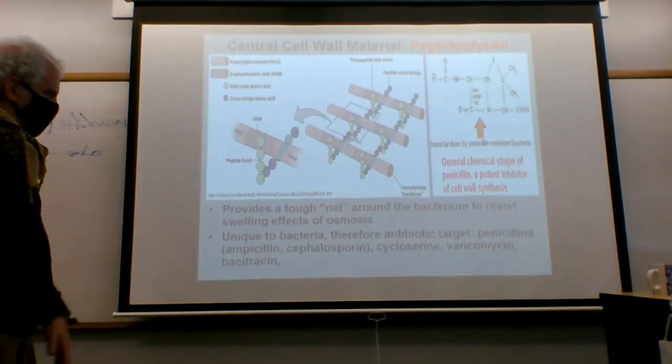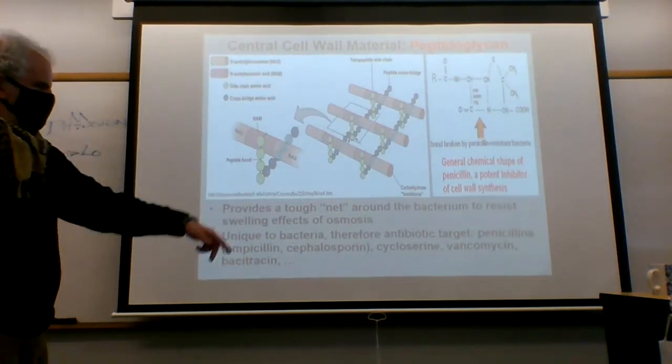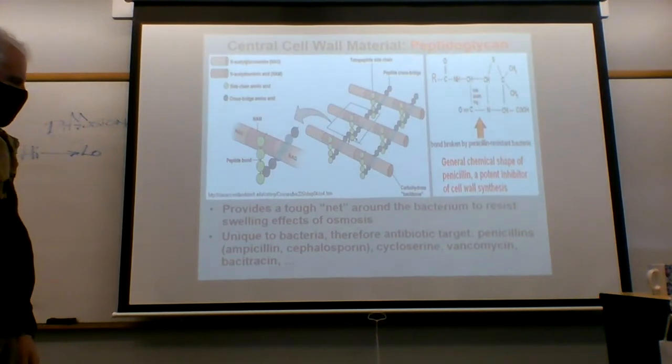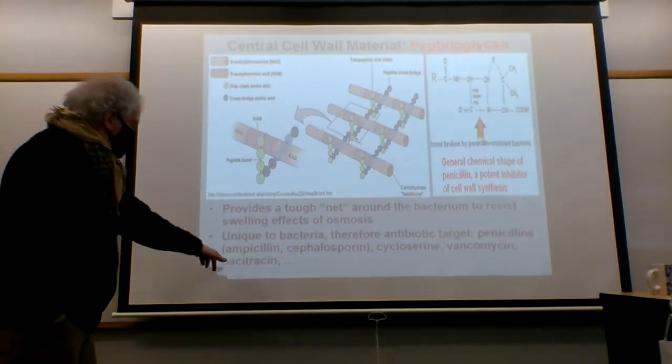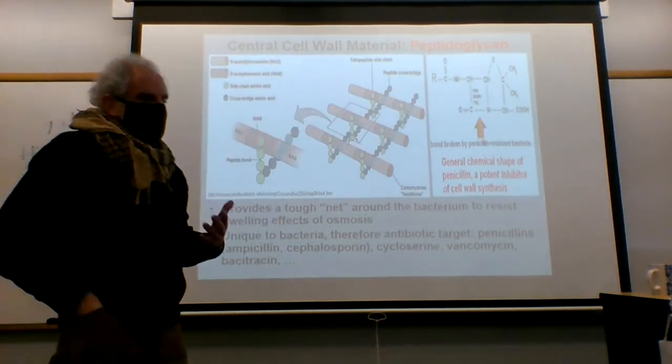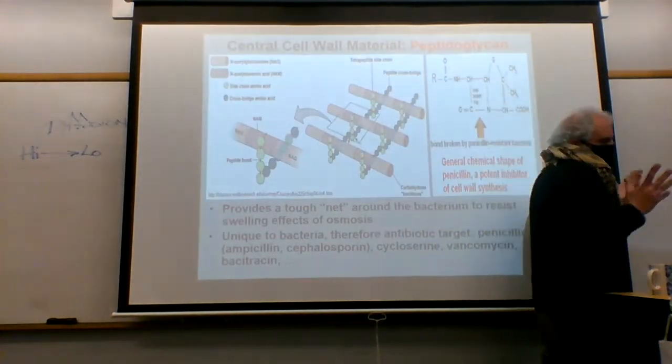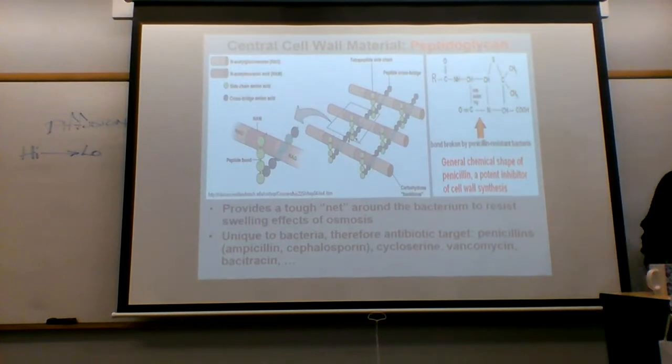So we've got our illins, cycloserine, vancomycin is a fairly aggressive one, bacitracin, a number of different antibiotics, and you can generate antibiotic resistance to all of them, but there you go.